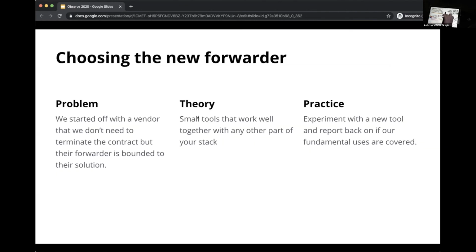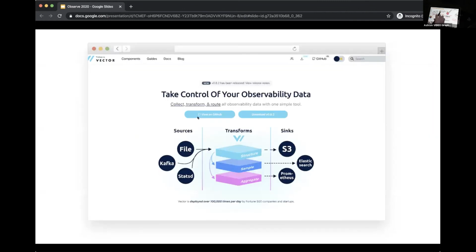And another tool I just want to quickly talk about maybe in the last minute or so is choosing a new forwarder. We start off with a vendor solution, mainly because logging is very hard to implement on your own, and it was very easy to use a vendor. So we had small tools that work well with other parts of our stack, and we wanted to experiment with new tools for a while before we decided on what to pay.